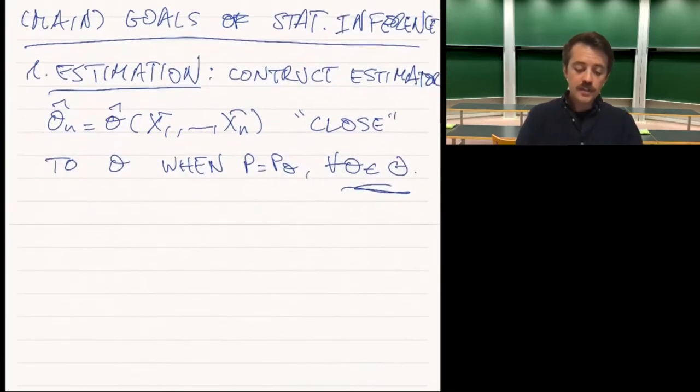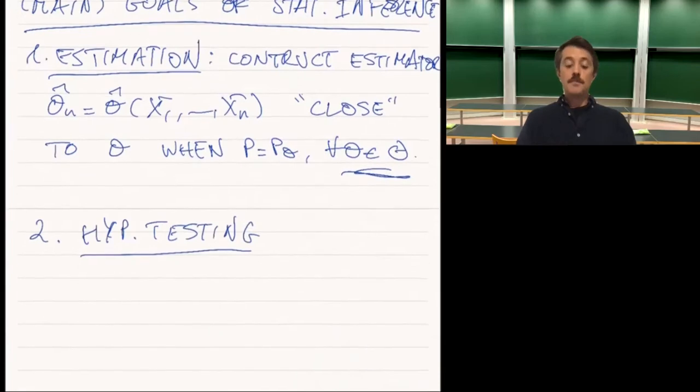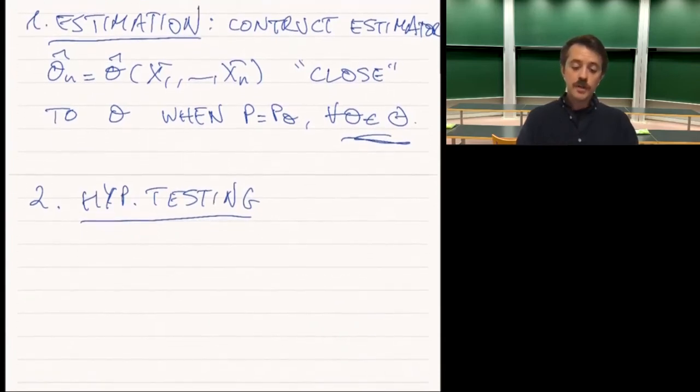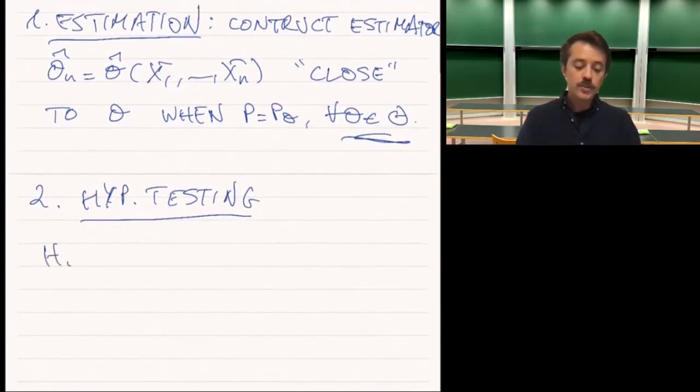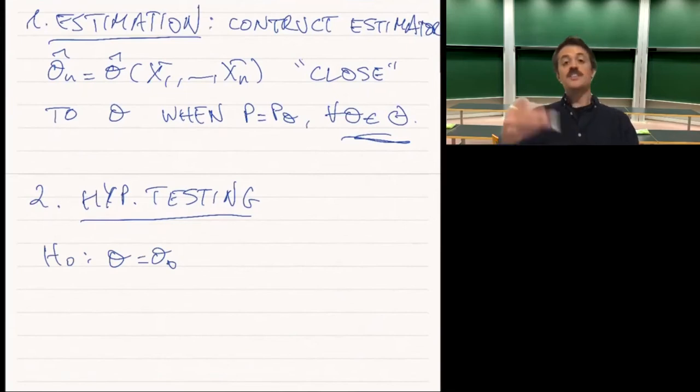Okay, so the second goal is hypothesis testing. In any hypothesis test, you should always remember that you're going to be testing two hypotheses. The first is the null hypothesis. Let me give you an example. We have this theta, which is just the theta of the distribution generating the data.